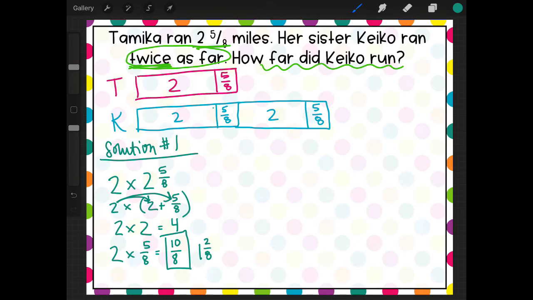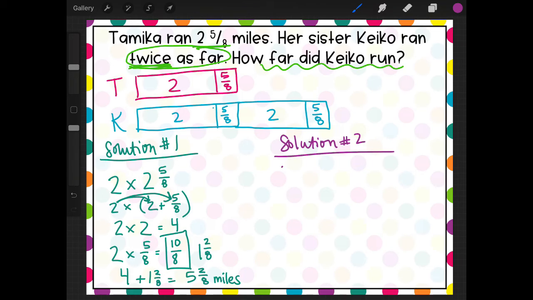Finally, to finish this off, I need to add 4 plus 1 and 2 8ths. I just add my whole numbers together, which would be 5 and 2 8ths miles. Now I'm going to show you one more way that you could solve this problem. So you could look at this and you could say, you know what? This just looks like a great way to do some addition right here.